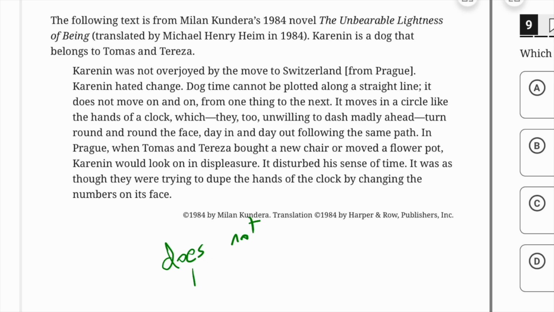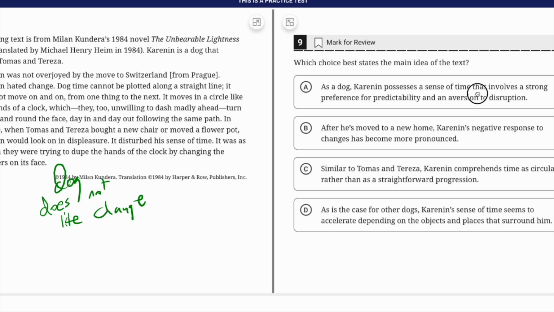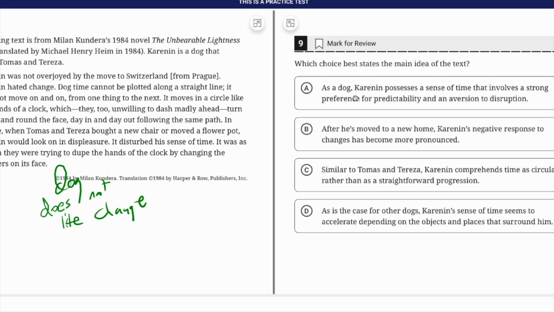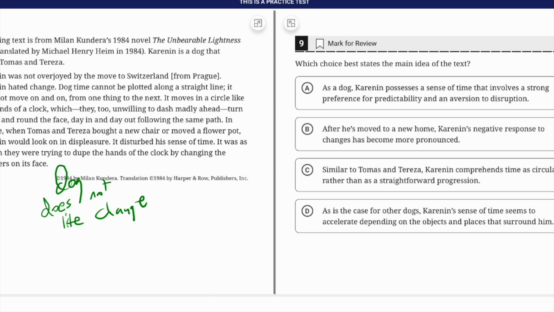So, the dog does not like change. A sense of time involves a strong preference for predictability and an aversion to or dislike of disruption. Does not like change, has an aversion to disruption.